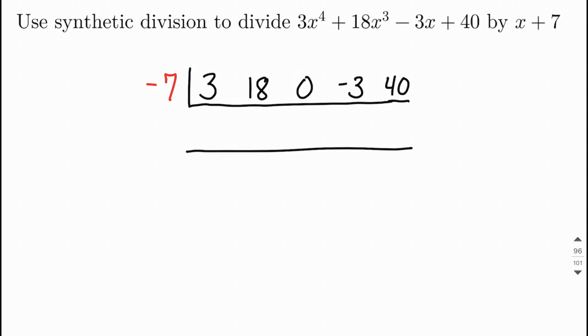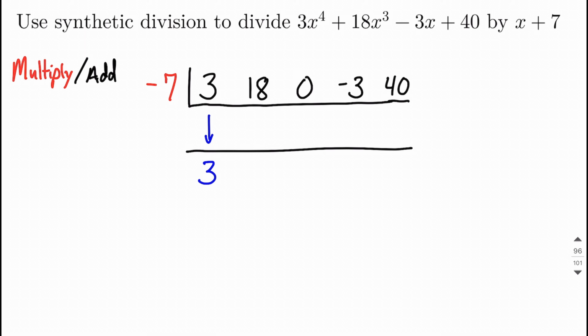Synthetic division is going to have us first multiply, and it's always multiplying by that value that goes out in front, and then add vertically. So the first digit here, the 3, is just going to come down to the bottom row. And now we start our synthetic division process.